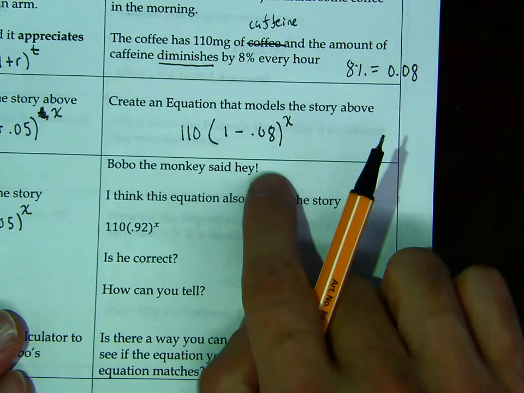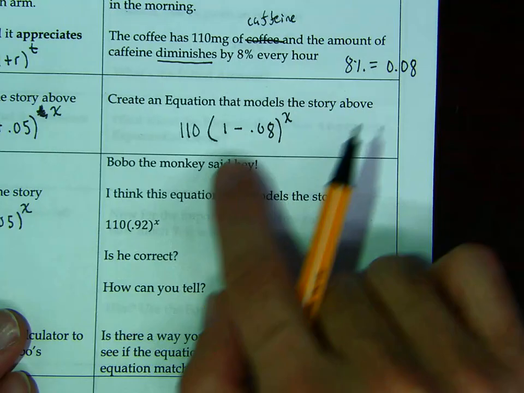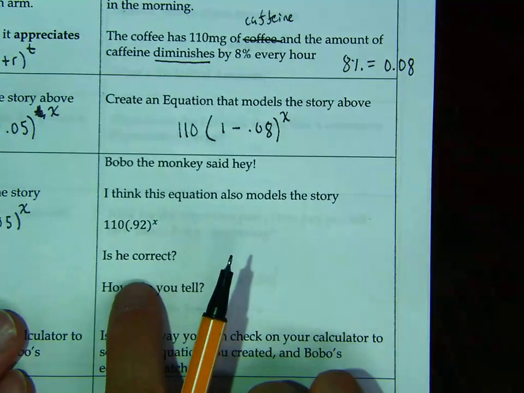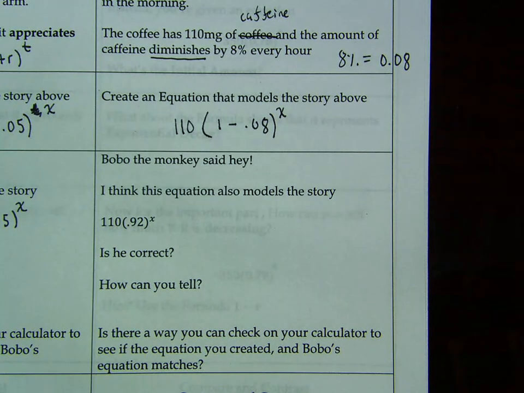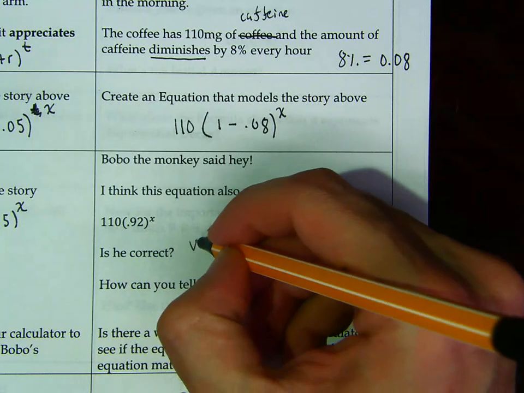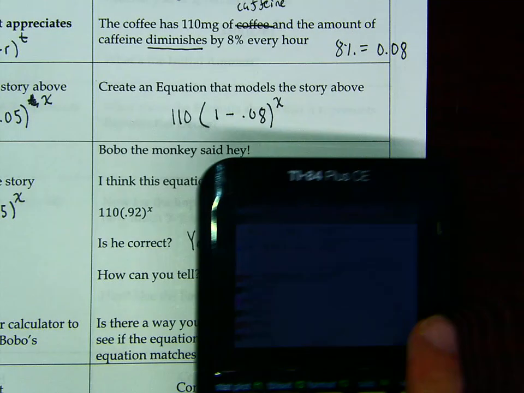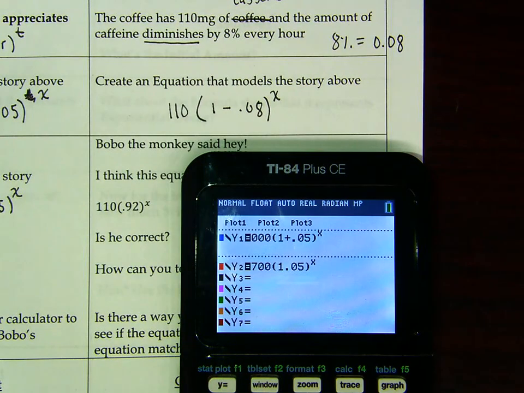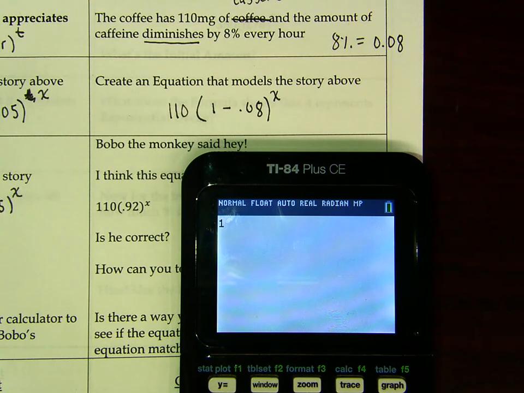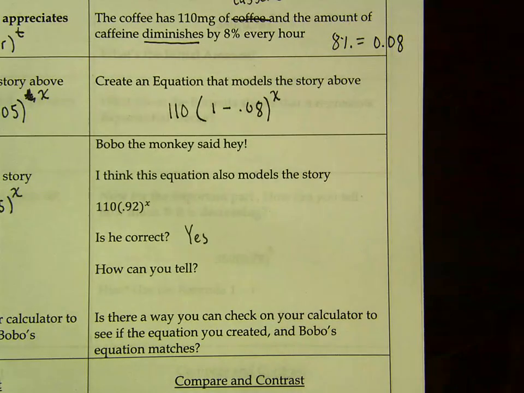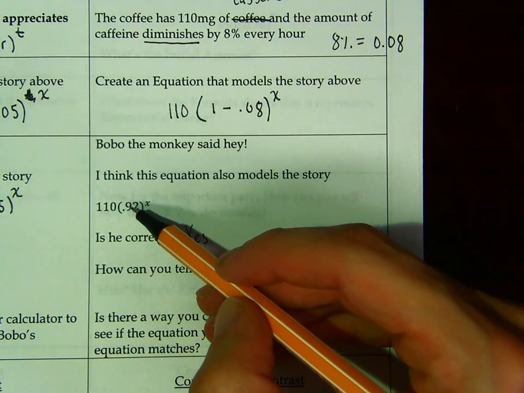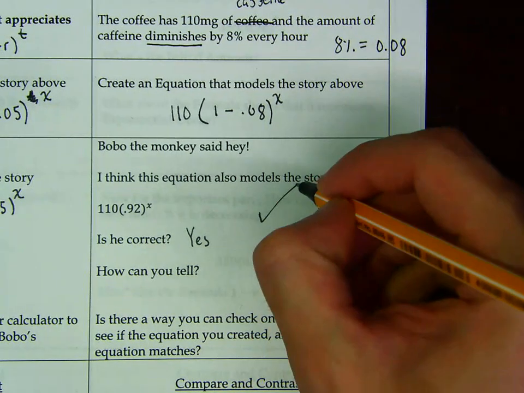Bobo the monkey said, hey, I think this equation also matches this equation. Is he correct? How can you tell? Is there a way you could check it on the calculator? Well, is he correct? Yes, he is. Why is he correct? Well, what happens if you do 1 minus 0.08? Notice that if I do the 1 minus 0.08, you get 0.92, so then these two equations must match. They must match. Okay?